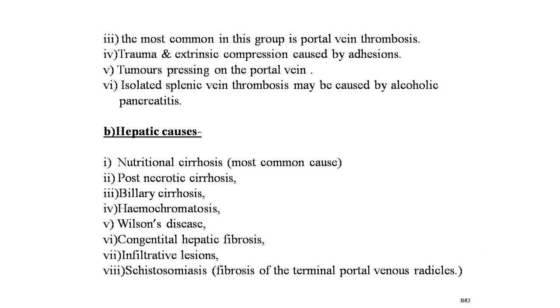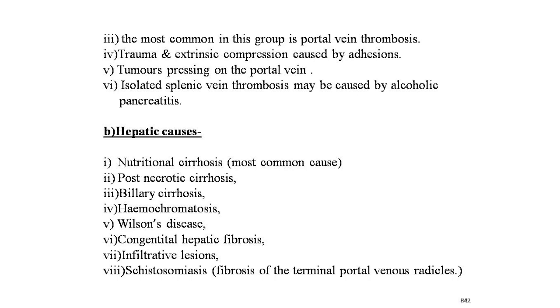The third pre-hepatic cause, and the most common in this group, is portal vein thrombosis. Fourth is trauma and extrinsic compression caused by adhesions or tumors pressing on the portal vein. And the sixth cause is isolated splenic vein thrombosis, which may be caused by alcoholic pancreatitis.